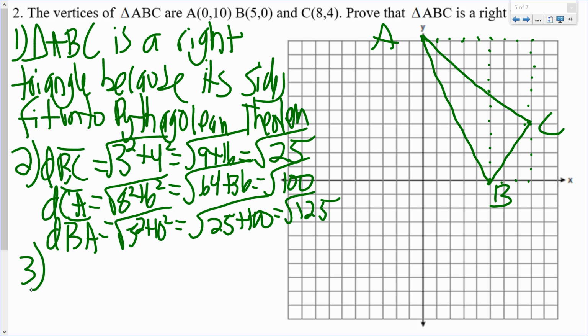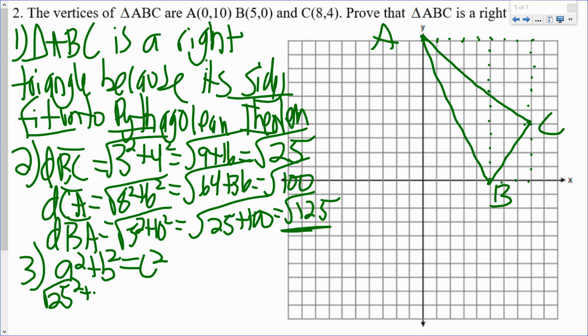Now, in step 1, I said that its sides have to fit into Pythagorean theorem. So now I'm going to substitute those sides into Pythagorean theorem. A and B are the legs, the shorter sides. C is the hypotenuse, the longest side. So the radical 125 is the biggest, so that has to be C. So it's radical 25 squared plus radical 100 squared equals radical 125 squared.